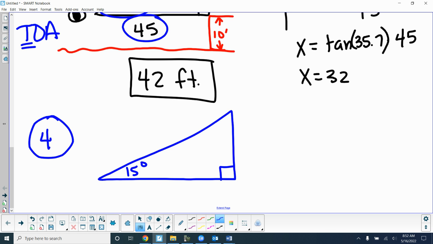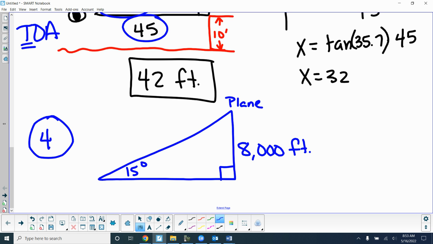It says the airplane climbs to an altitude of 8,000 feet. Altitude is from the ground straight up, right? To where the plane is. So this is your 8,000 feet. Because the plane's up here somewhere, right? After so long. You with me? You understand why that opposite side is 8,000 feet? Okay, that's how you figure out the altitude, right?